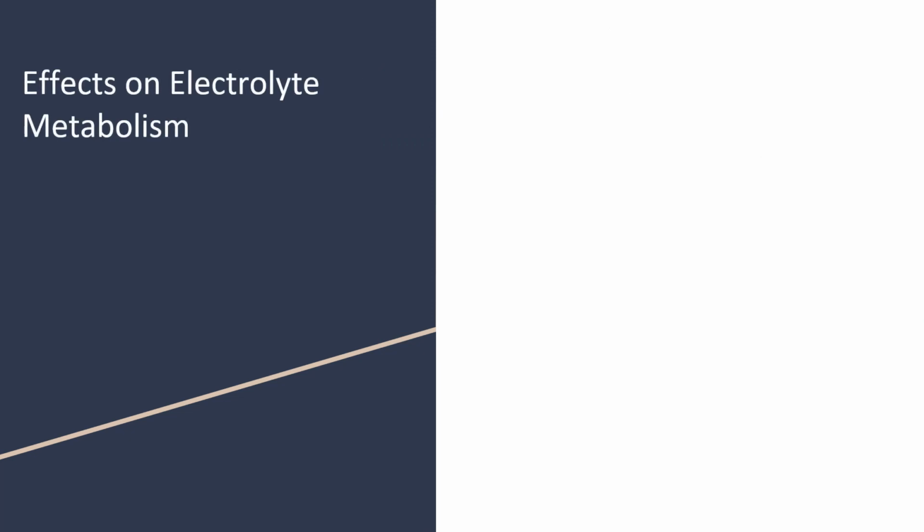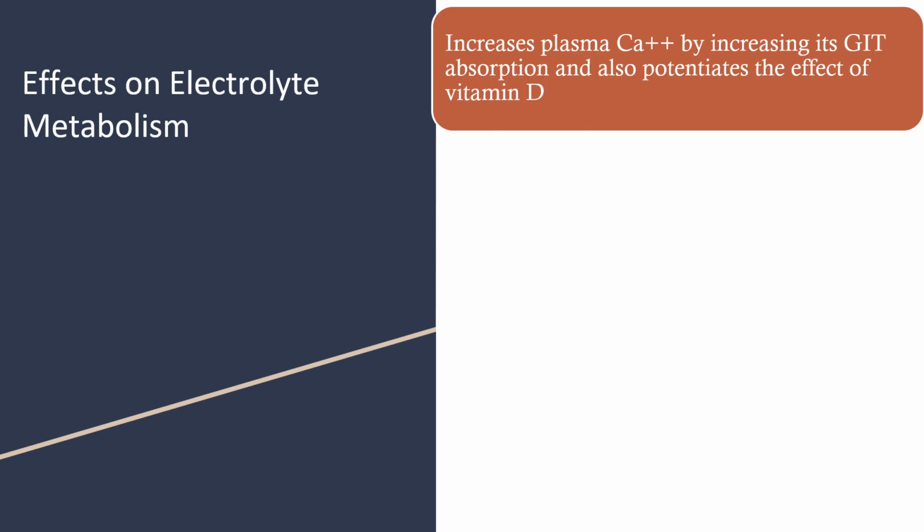Effect on electrolyte metabolism. Growth hormone influences the concentration of various electrolytes by its own mechanisms. Growth hormone increases the plasma calcium by increasing its GIT absorption, and also potentiates the effect of vitamin D.